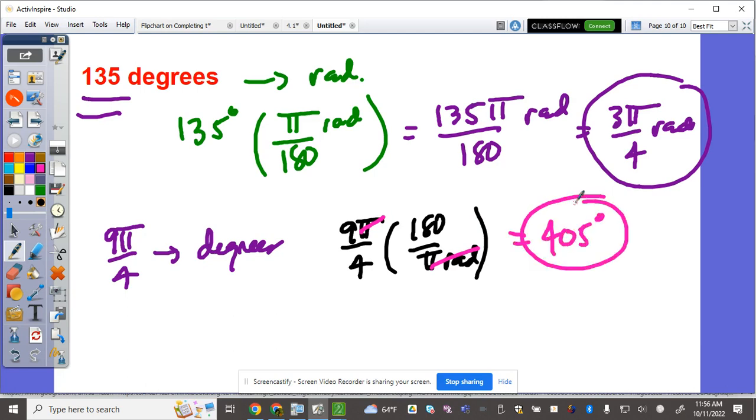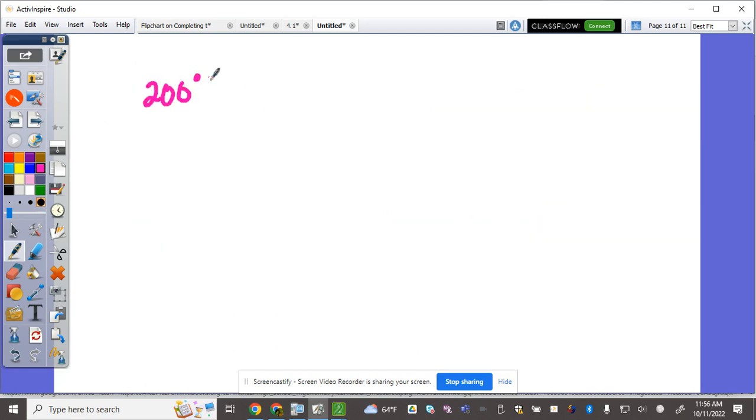gives 405 degrees. Good afternoon, warriors. Please convert 200 degrees into radians, and convert pi over 6 to degrees. Okay? There you go. I hope you learned something as always.